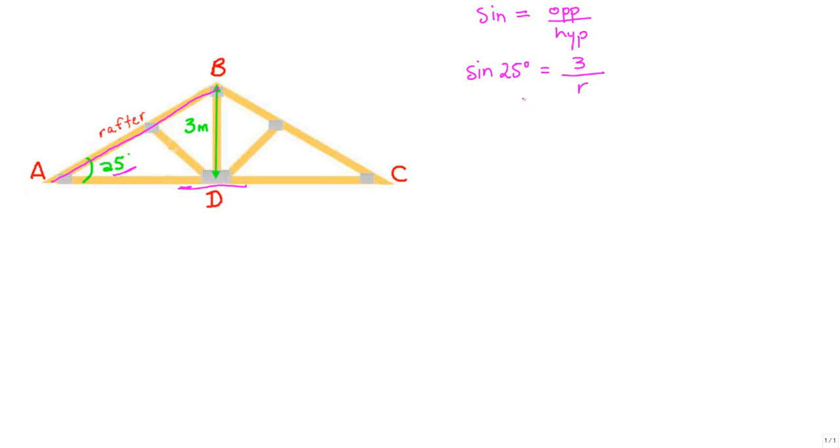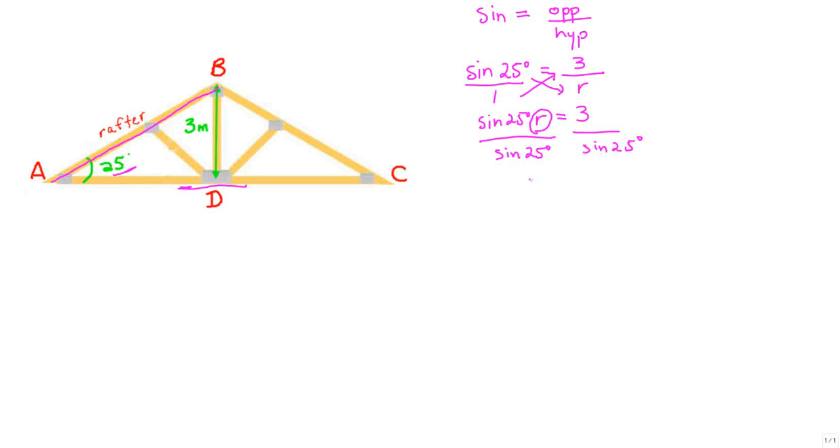Now what we want to do is set up a proportion and cross multiply. So sine 25 over 1 is the same thing as sine of 25 degrees. So we've set up a proportion, now we just simply cross multiply. So we have sine 25 degrees R equals 1 times 3 is 3. Now we want to isolate R. So we're going to divide this by sine 25 degrees. Whatever we do to one side, you have to also do to the other.